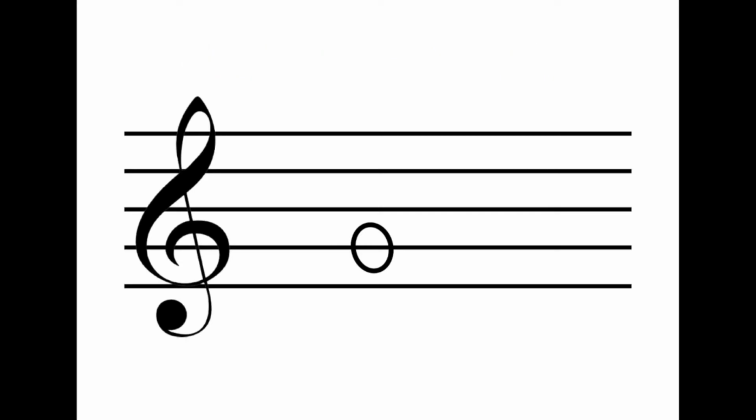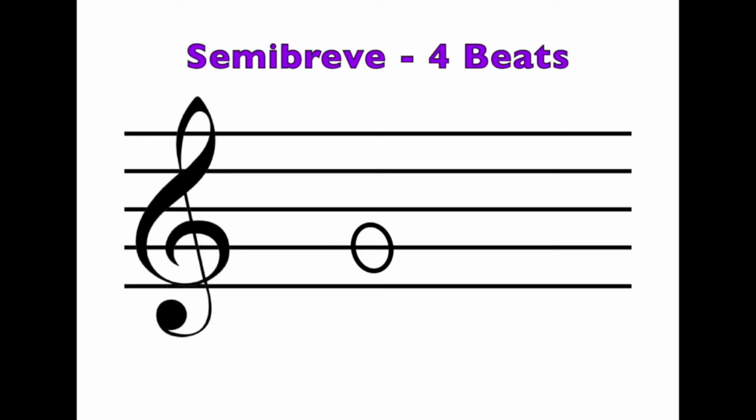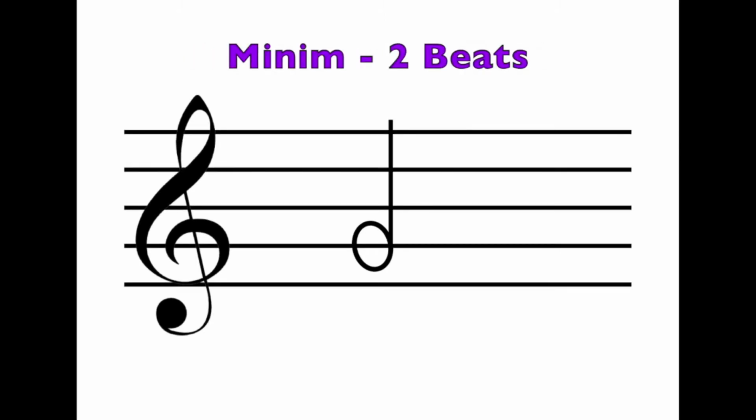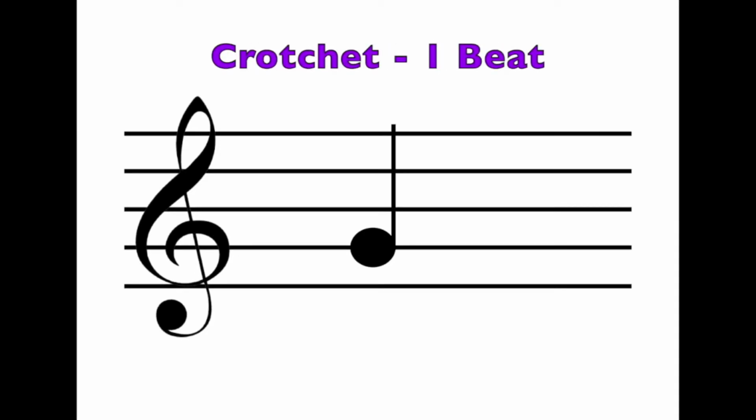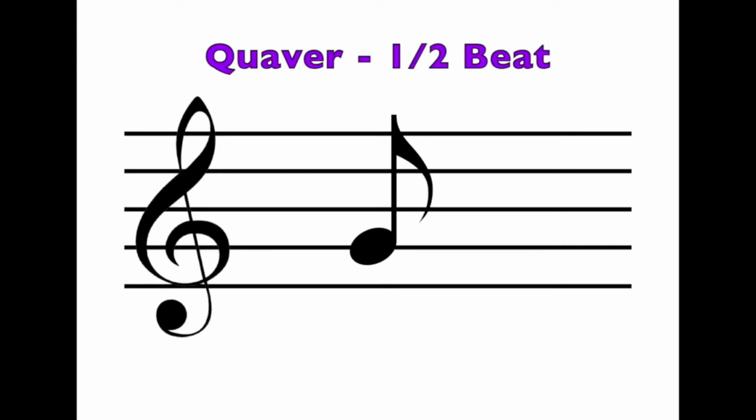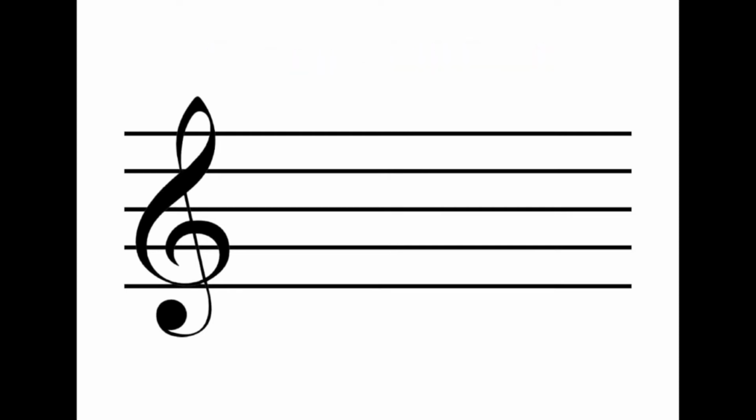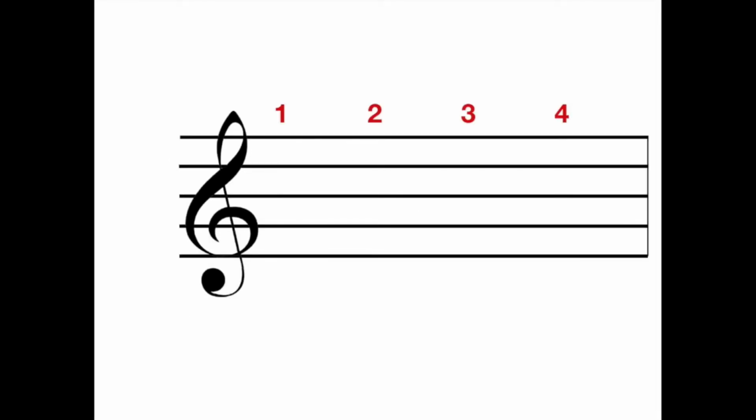Welcome back. So let's recap so far. We know a semi-breve is worth 4 beats. And a minim is worth 2 beats. A crotchet is 1 beat. And a quaver is half a beat. We're not going to look at semiquavers at this point. So we're going to take a blank stave and we're going to turn it into a bar, and our bar is going to have 4 beats in it. There they are, 4 beats.